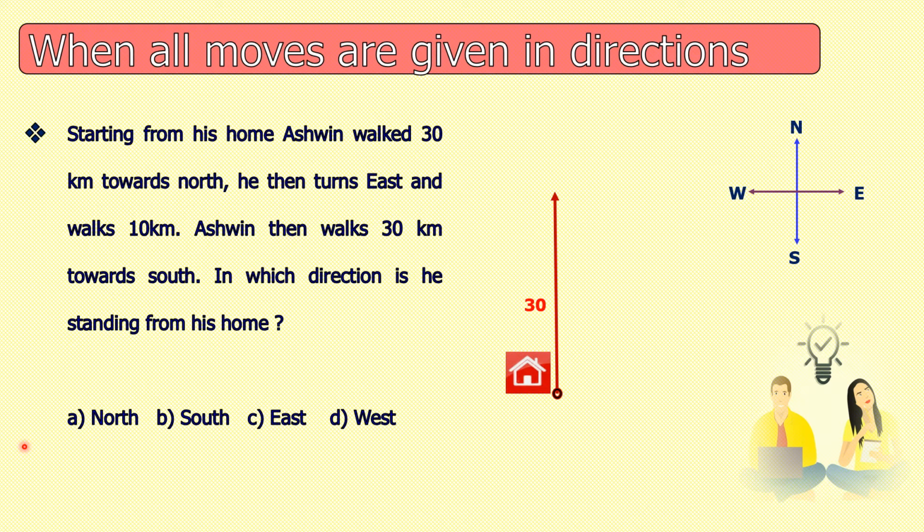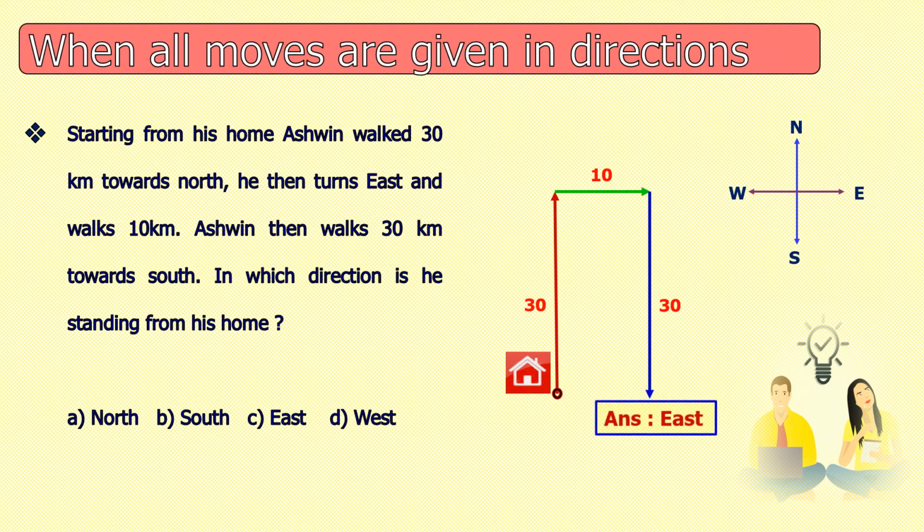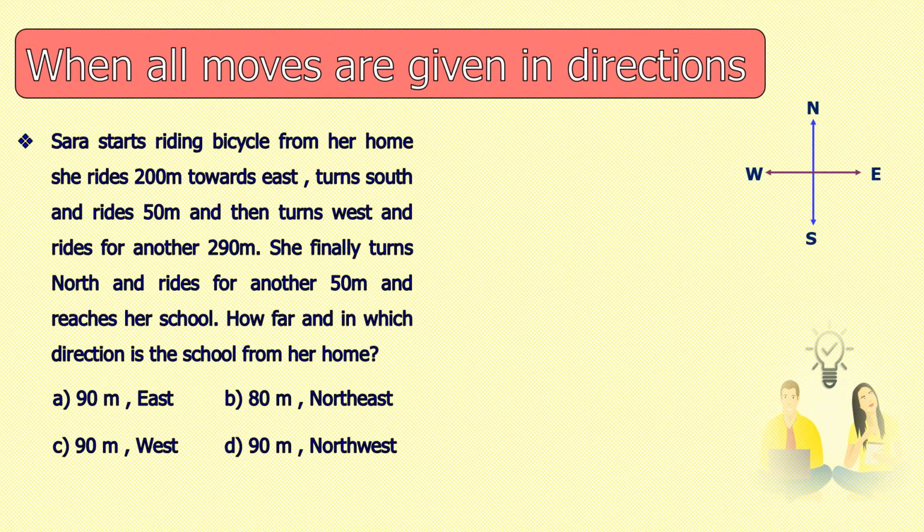So Ashwin walks 30 kilometers towards north. He then turns east and walks 10 kilometers. He then walks 30 kilometers towards south, that is down. In which direction is he standing from his home? This is home, so this is your reference point. From his home, he is standing towards this side, right side, that is towards east side. So our answer is east. Let's solve one more question of same type.